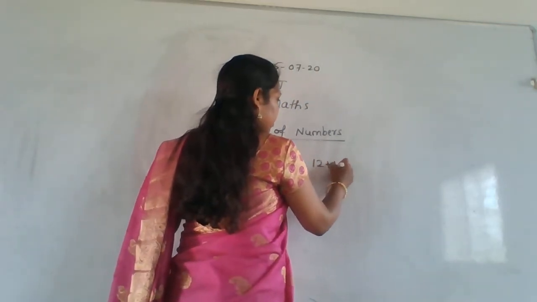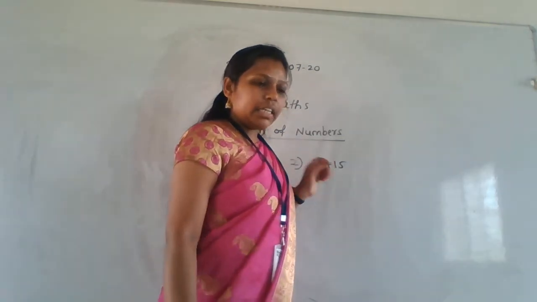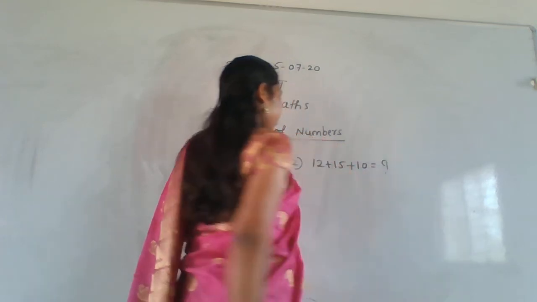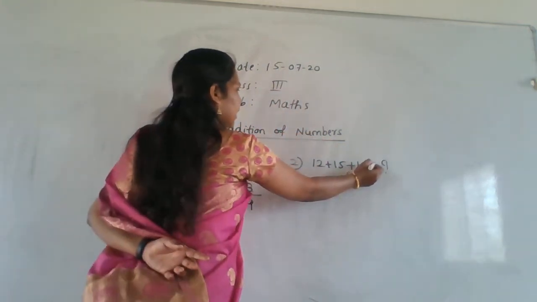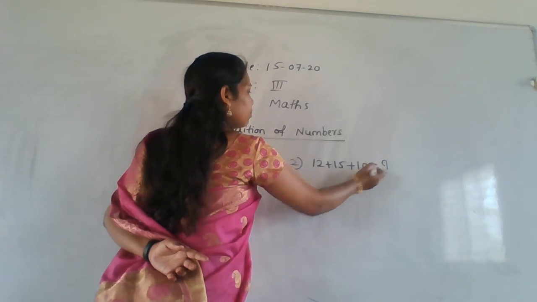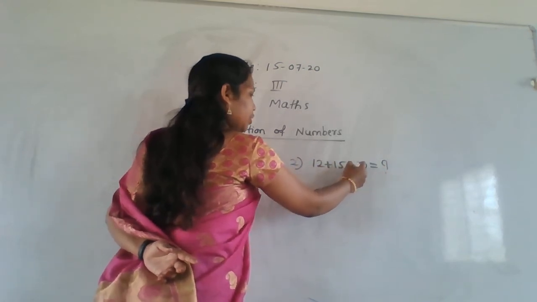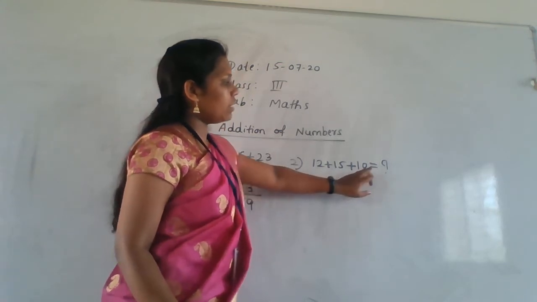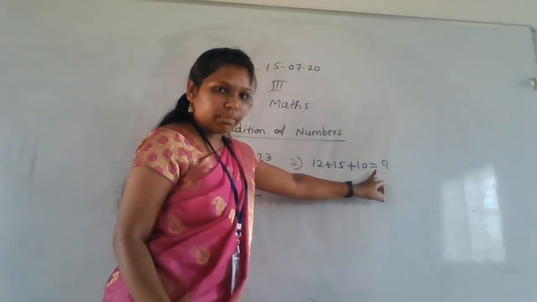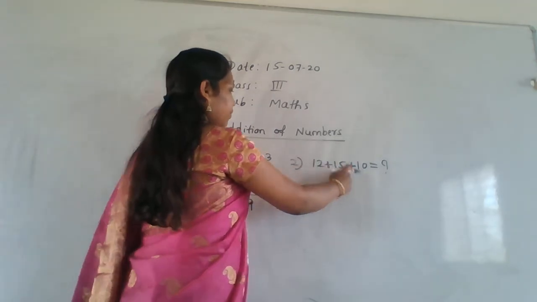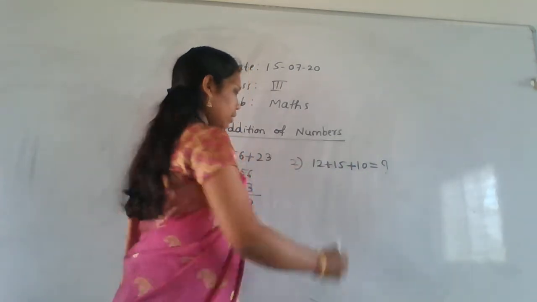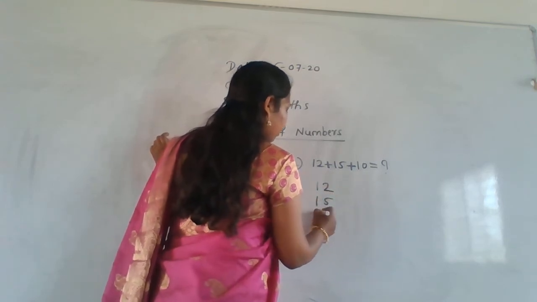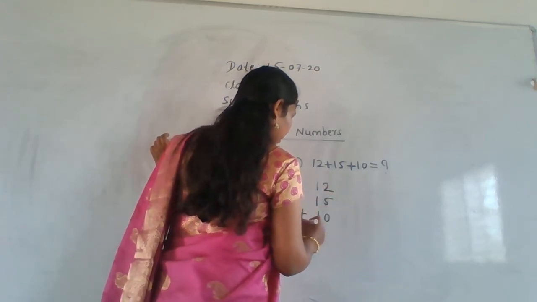12 plus 15 is given. 12 plus 15 equal to what? Okay, this is called the equal symbol. This is the equal symbol. These are the addition symbol. What do we call this? We call it the addition symbol. And this? The equal symbol. Okay. 12 plus 15 equal to what? Again add here. Write the numbers here. 12, 15. Okay. Plus symbol.